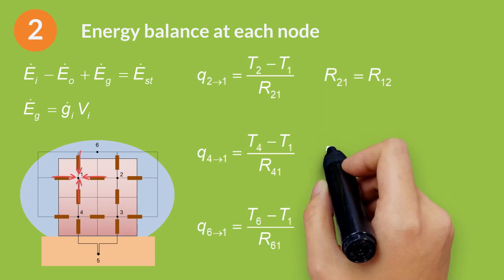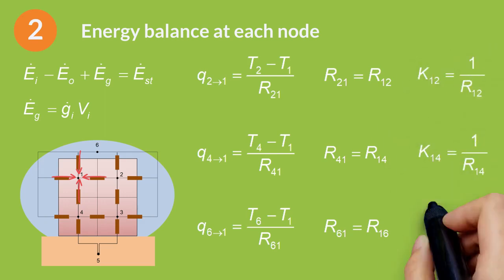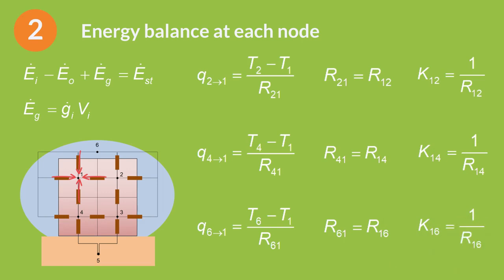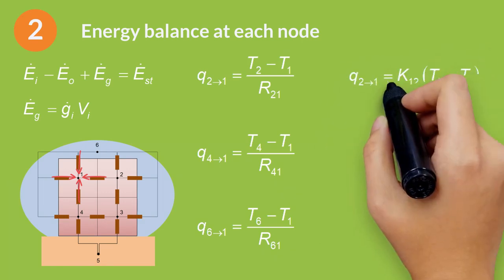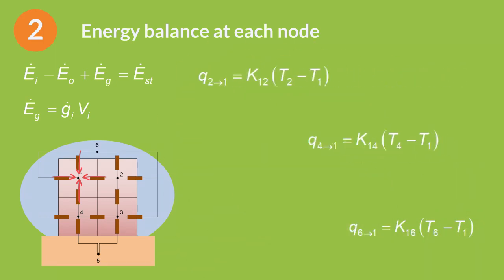We can arrange the system of equations taking into account that the thermal resistance is the same whether going from 1 to 2 as from 2 to 1. Additionally, we are going to use conductances instead of resistances. Now, we can add all the inputs and outputs with the neighboring nodes. The result is a summation.